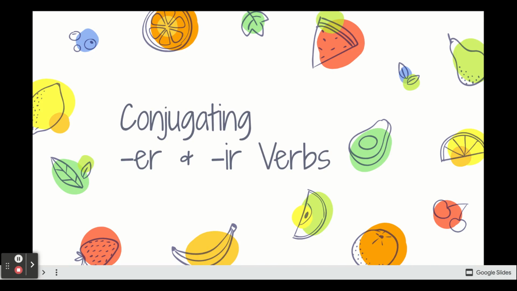Hello guys, today I'm going to be going over how to conjugate ER and IR verbs with you. So as you know, we've already conjugated AR verbs, and this is going to follow the same exact rules as AR verbs. We're just changing out the letters. Remember that we know what kind of verb a word is by the last two letters. So whenever we say ER and IR verbs, we're referring to verbs that end in ER and IR.